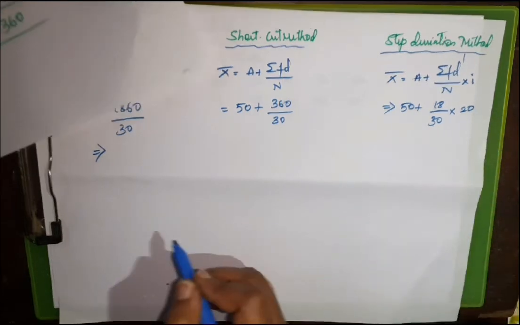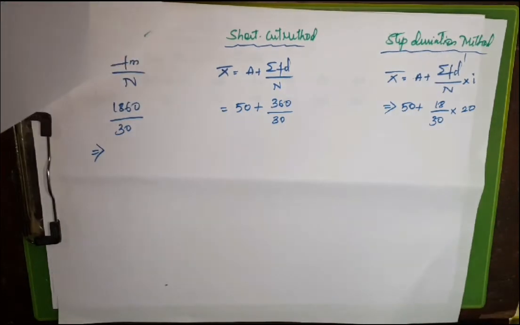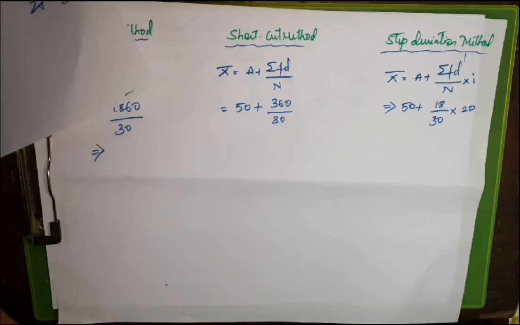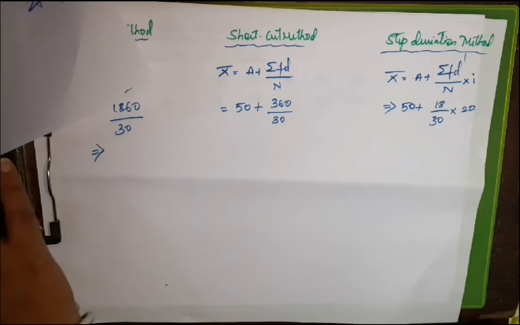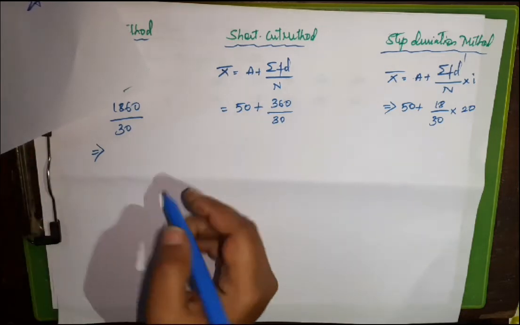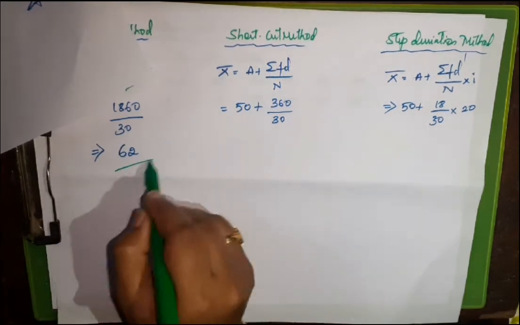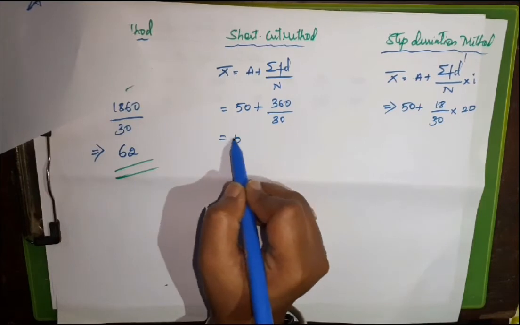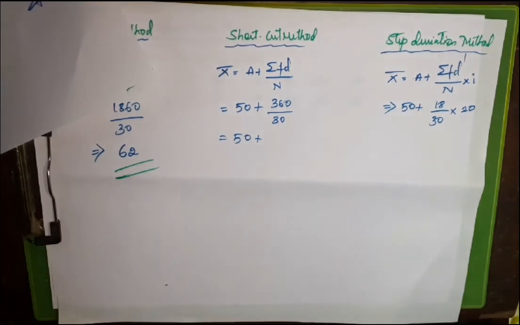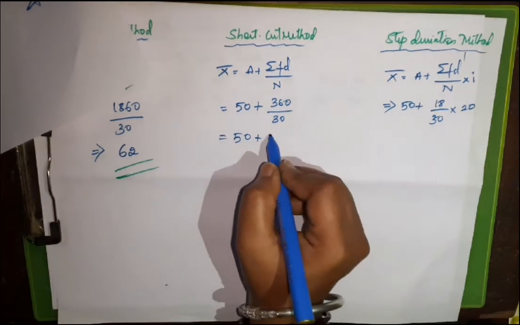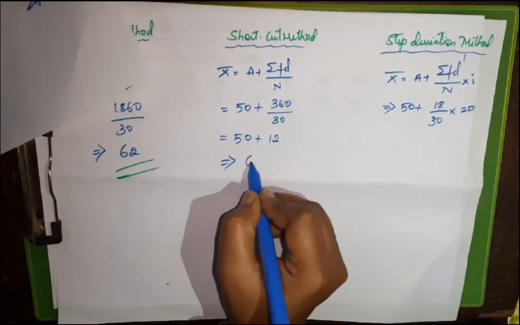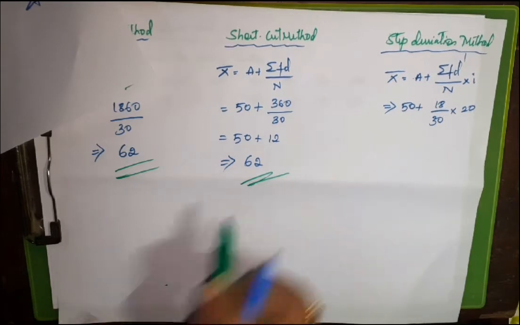Okay, so now 1860 by 30 you will get 62. Okay, so this is under the direct method. Again 50 plus 360 by 30 you will get 12. So 50 plus 12 is 62.